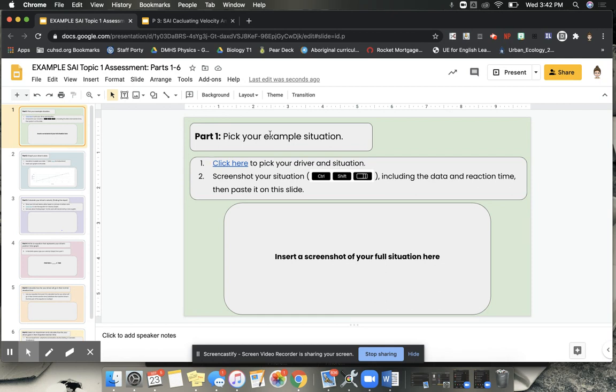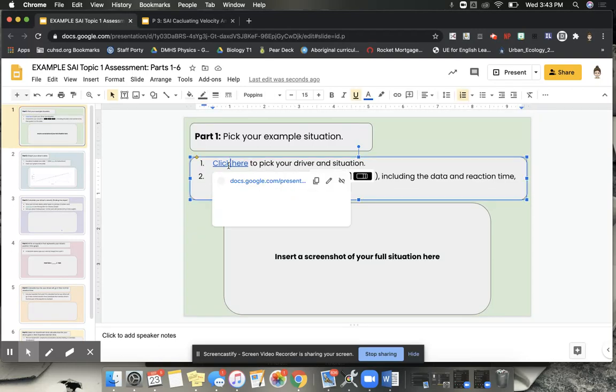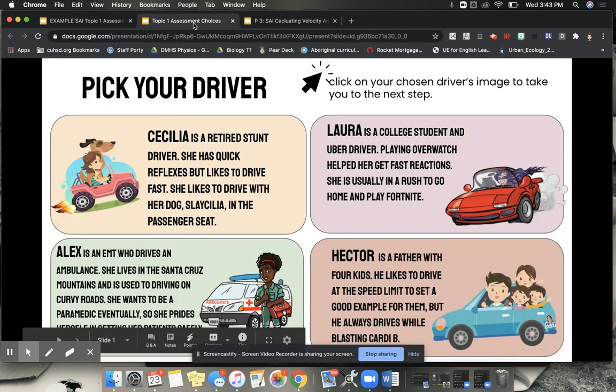Part 1 is picking your example situation. You're going to click here to pick your driver and your situation. A new window will pop up. It will present you with 4 drivers. You can choose any of these drivers, all right? Just pick the one that looks most interesting to you.